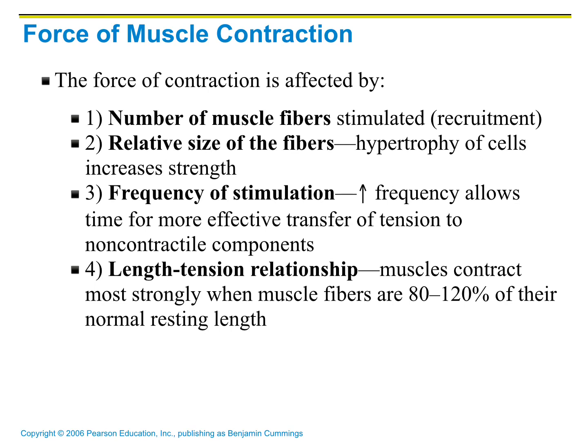Number 2 talks about the relative size of the fiber. As a muscle hypertrophies, that means the muscle cell gets larger. The larger the muscle cell, the stronger it is. And then there's a length-tension relationship. Muscles contract most strongly when they're between 80 and 120% of their resting length.